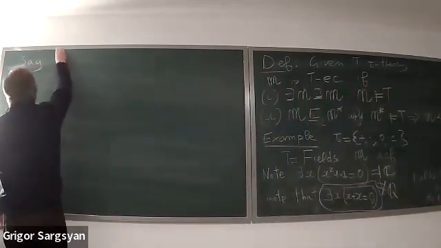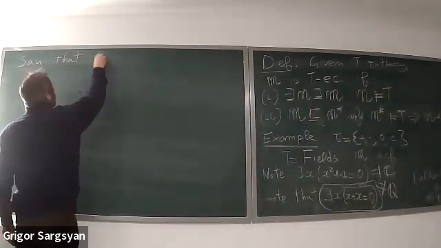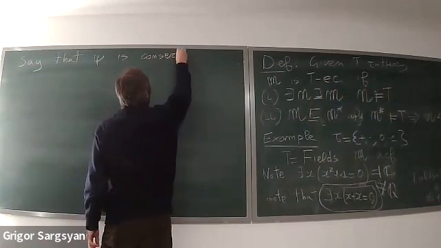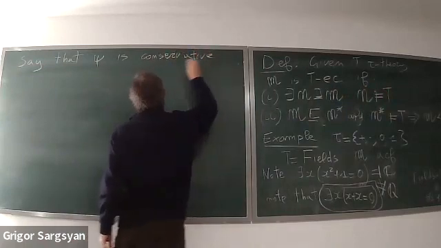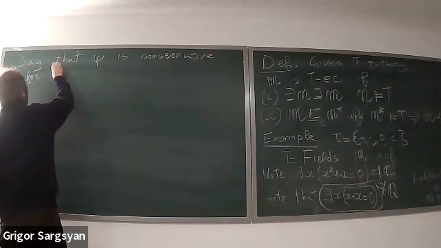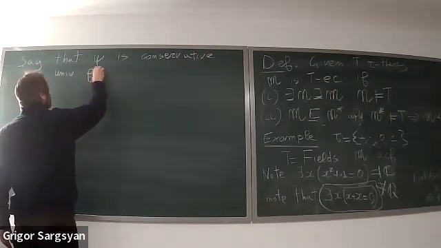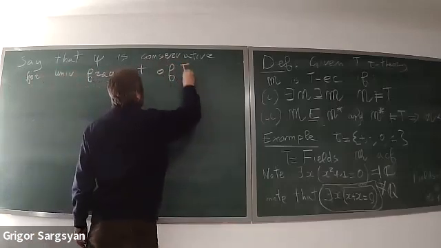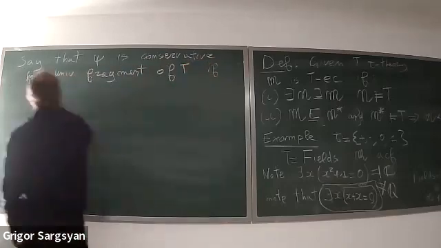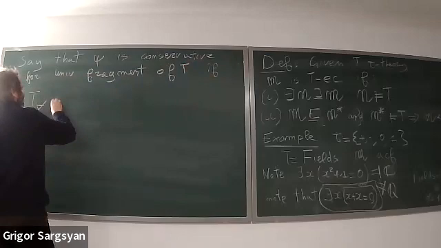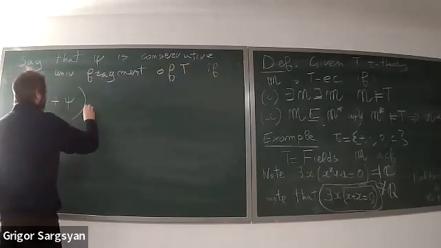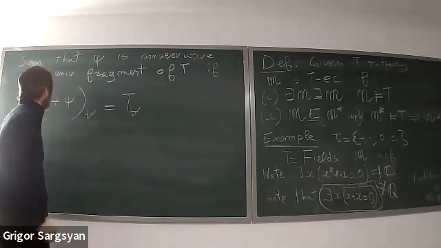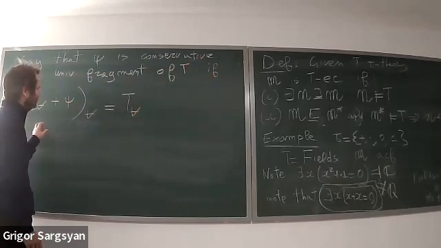So say that C is conservative for the universal fragment of T, if T for all plus C for all is equal to T for all. Sorry, and yeah, maybe this is the weakest notion.